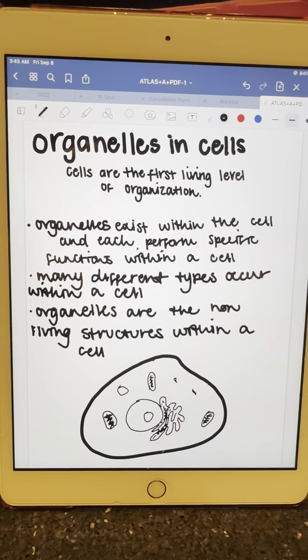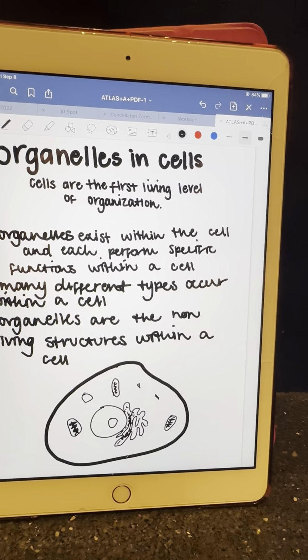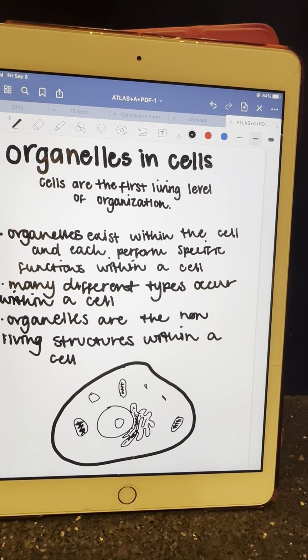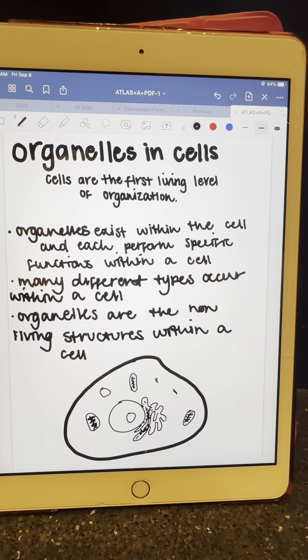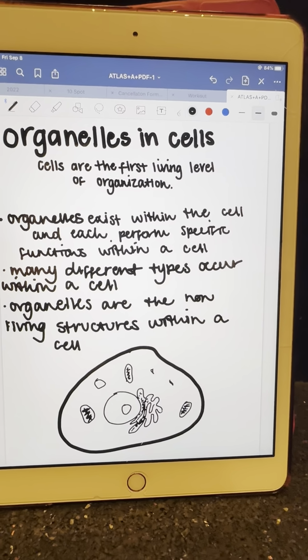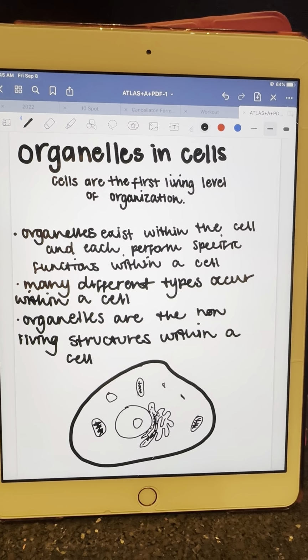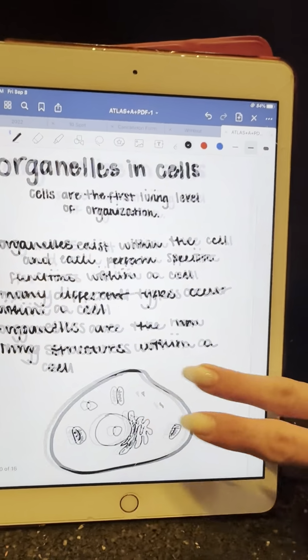So as we learned in this week's presentation, cells are the first living level of organization, and organelles exist within the cell and each perform a specific function to help the cell support life. So many different types of organelles occur within a single cell, and organelles are the non-living structures within a cell.